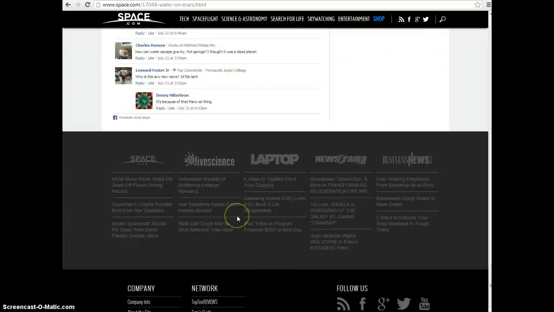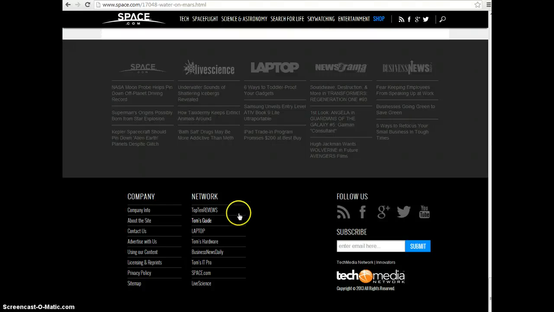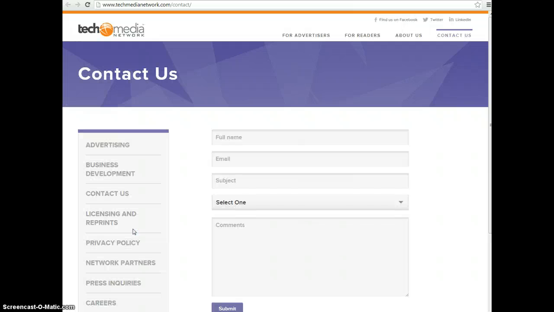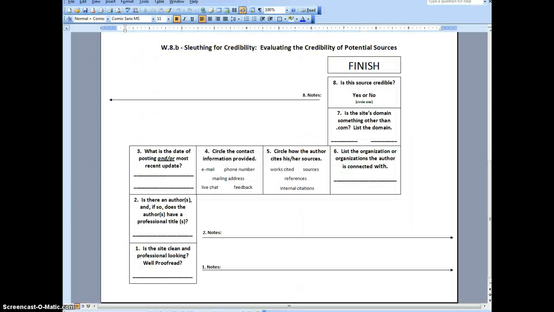I know that they have all these social media things about how you can share this article. You can subscribe, you can follow them, but I don't. Oh, here is a contact us. And so I suppose you could maybe contact Tech Media Network, but that doesn't necessarily mean that we're going to be able to contact space.com. So if I'm going over here to the assessment, is there contact information? Well, yes, but I might even put a note down there about the fact that it's not directly related to that website, but more the publisher of the website.